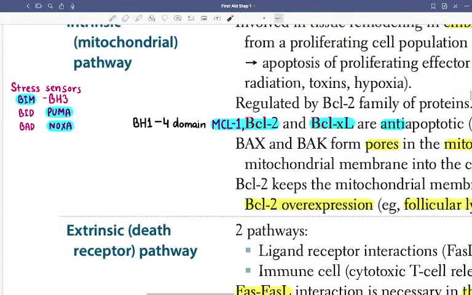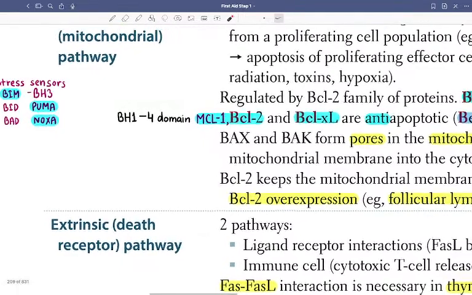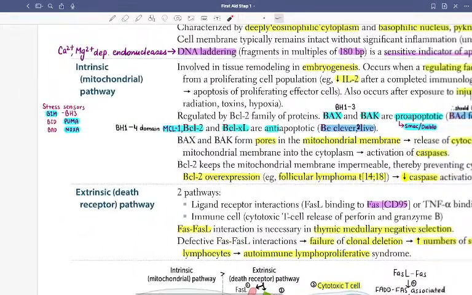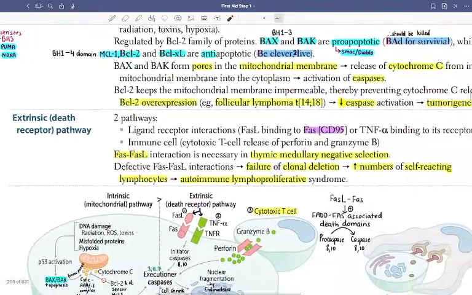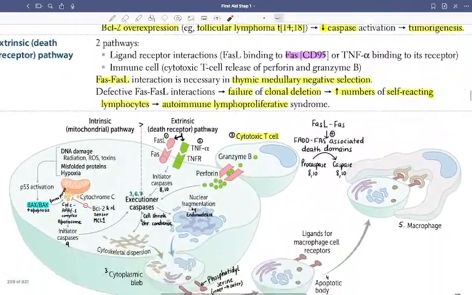BIM, BAD, BH3, PUMA and NOXA. And everything ending with the A-K sound, that is BAK, SMAC, is bad, along with DIABLO. And MCL1, BCLXL, BCL2 are the anti-apoptotic ones. Next are the two pathways.